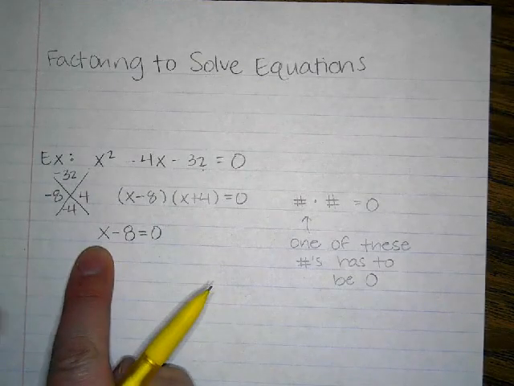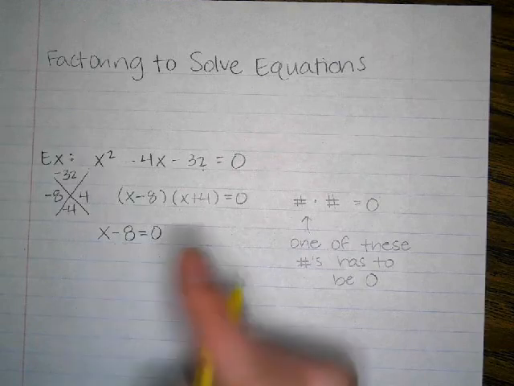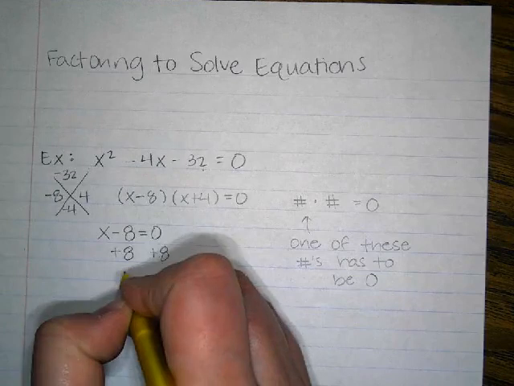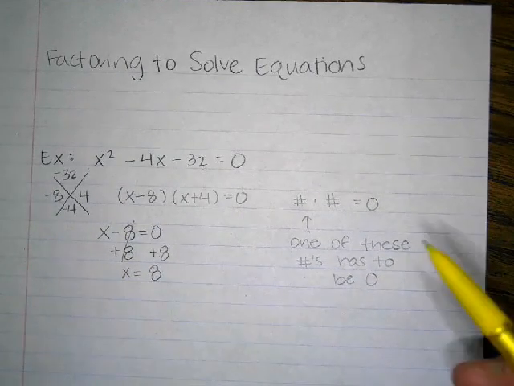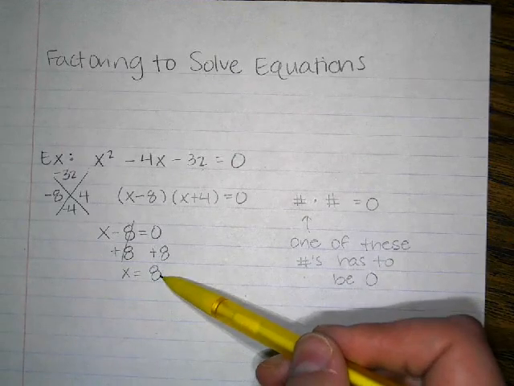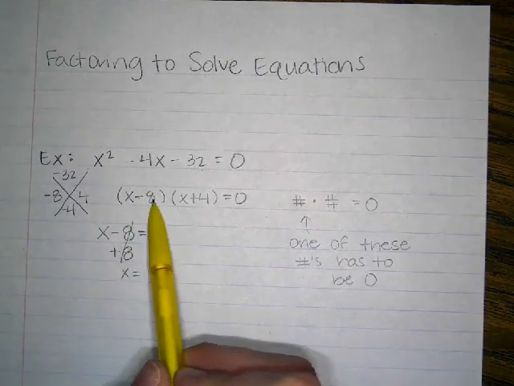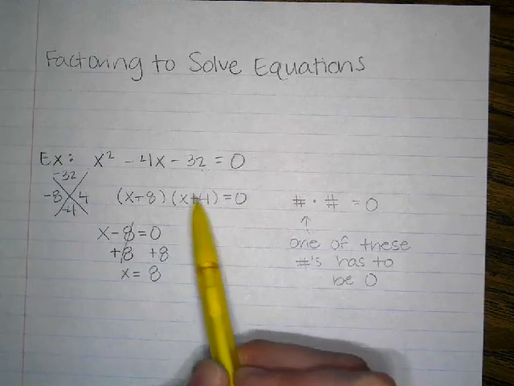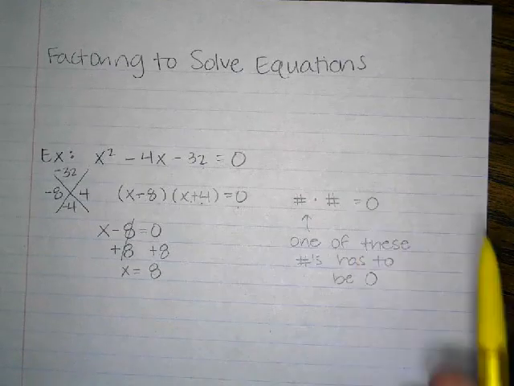And how do I solve for x? How do I get rid of the 8? I'm going to add it to the other side. Okay, so that would be x equals 8. So maybe the number that I plugged in was 8. If I plugged in 8, then 8 minus 8 is 0, and 8 plus 4 is 12. Then maybe I did 0 times 12 is 0.